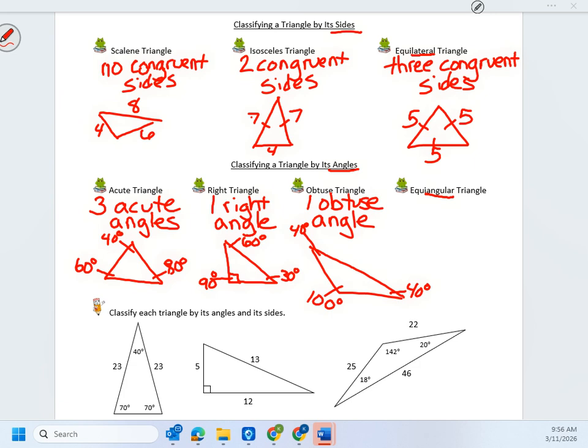Our last one is an equiangular triangle. Think about what we know about the equilateral triangle. What does equiangular mean, Michael? All the angles are the same. 3 congruent angles.